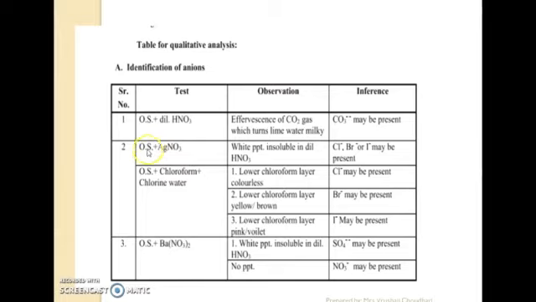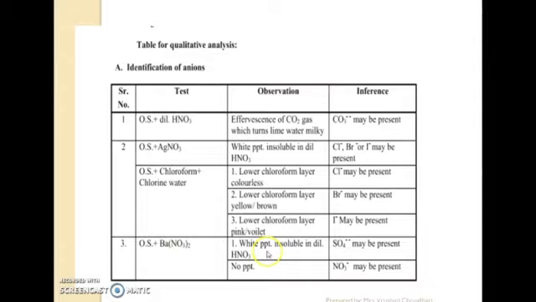We will add silver nitrate to the given solution. As we add silver nitrate, we will observe two possibilities. White PPT: if white PPT is there, chlorine, bromine, iodine may be present. If no PPT, chlorine, bromine, iodine are absent. If these three are present, we are going to separate them out by using chloroform and chlorine water. If chlorine, bromine, iodine are absent, we are going to perform the third test, OS plus barium nitrate.